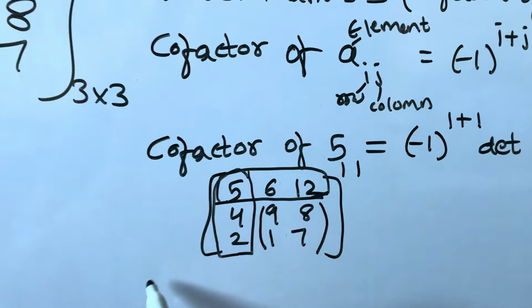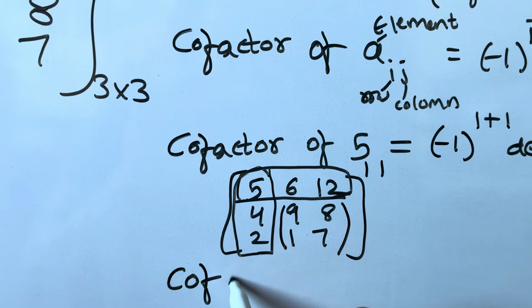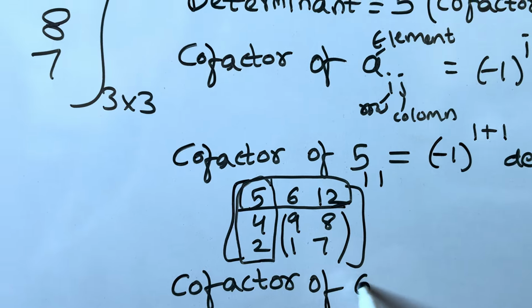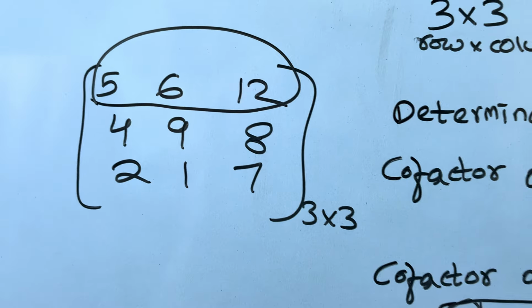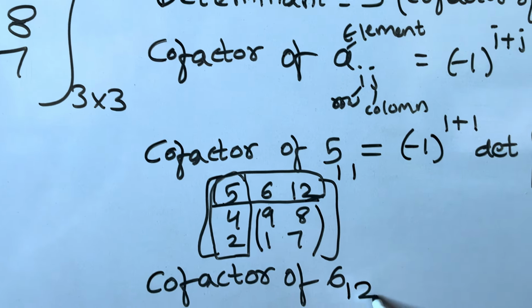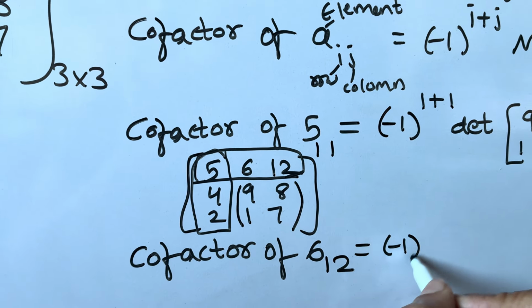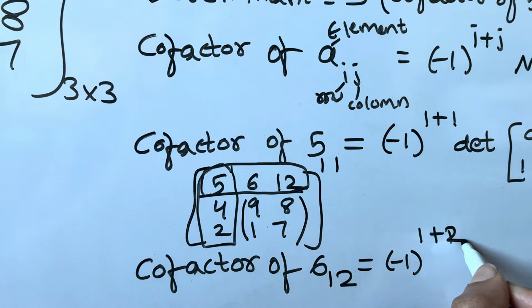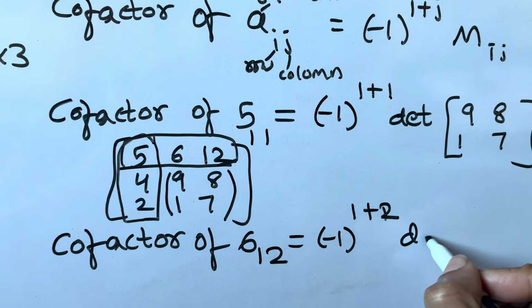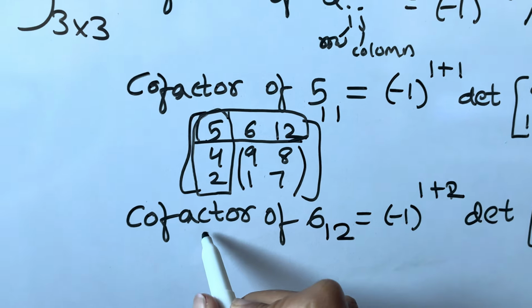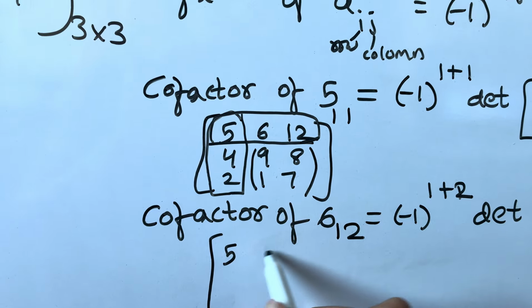Okay, and let's write the equation for cofactor of the next element, which is 6. And 6 here in the matrix is first row and second element, which is -1 to the power, i is 1 and j is the second column, so it is 2. And the minor would be the determinant of the matrix left after eliminating the row and column of that element.